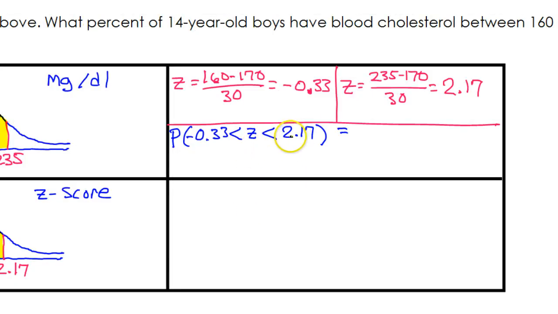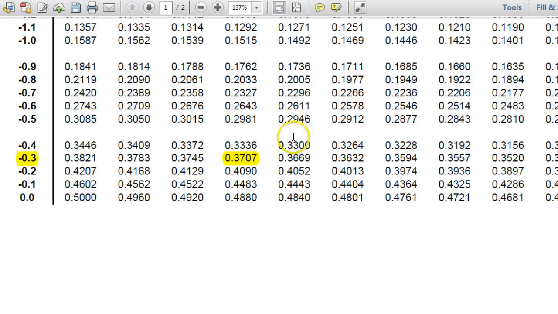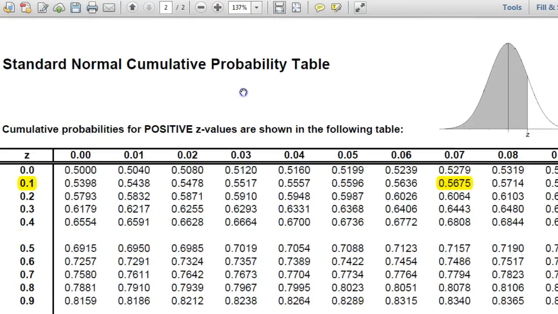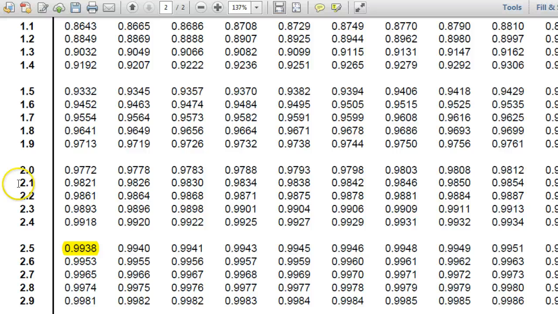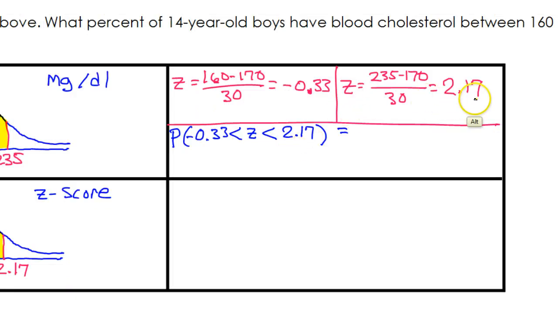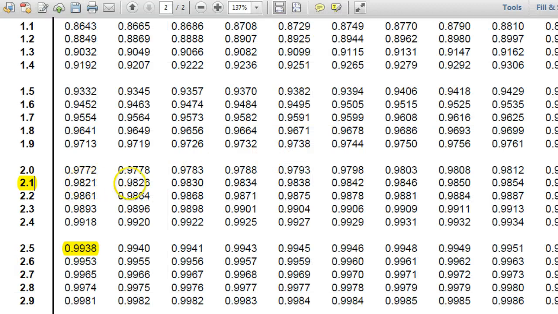Actually, I should have done the bigger one first, so let me come back to that, because I need to do the big one minus the small one. So let's find 2.1. We'll worry about the 7 later. Okay, 2.1 is right here. And then remember it was 2.17. So this is 0, 1, 2, 3, 4, 5, 6, 7. So this one is 98.50, or 98.5%.